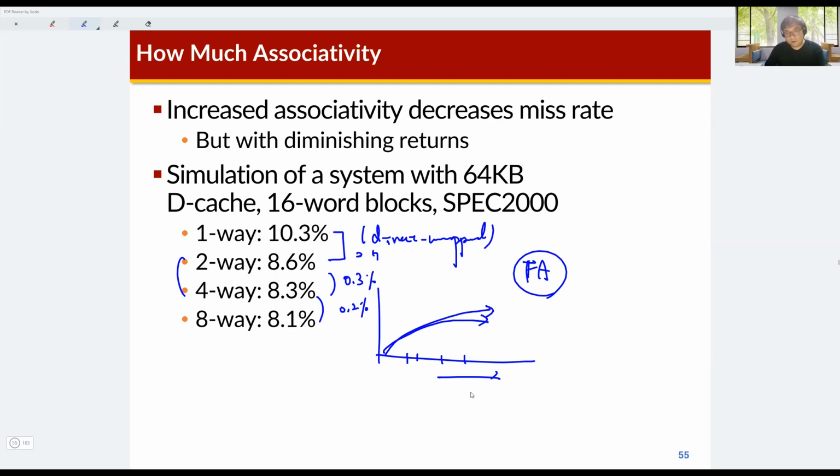So we already know that our fully associative cache exhibits the best performance, but we don't need to use the fully associative cache because it's expensive. The performance is saturated by the associativity of the cache. Okay.